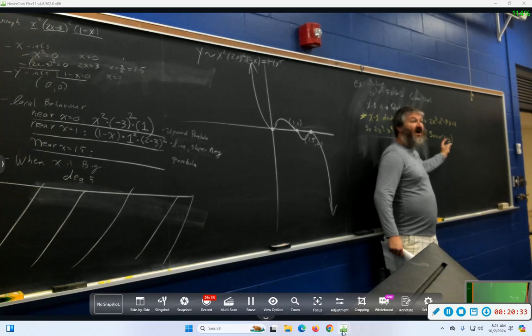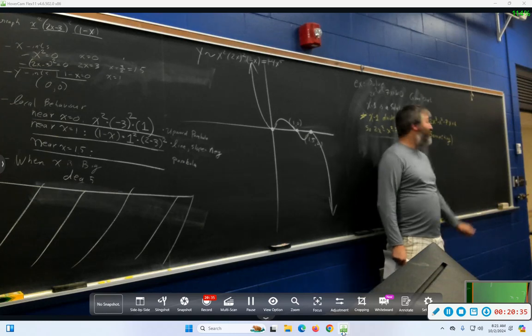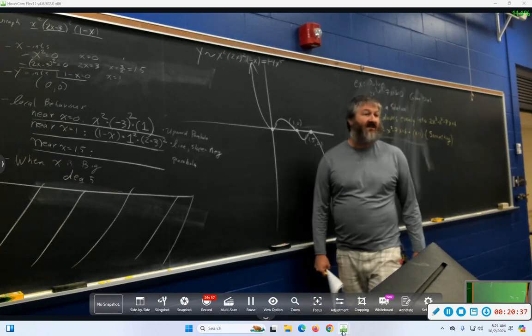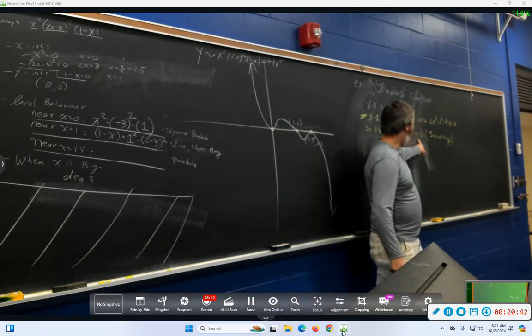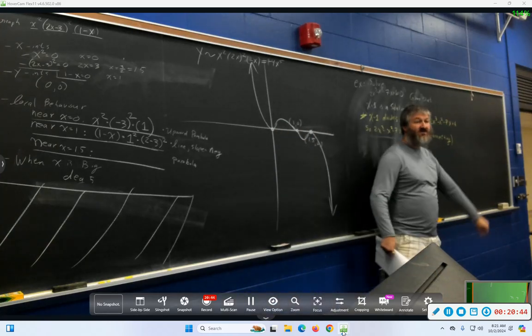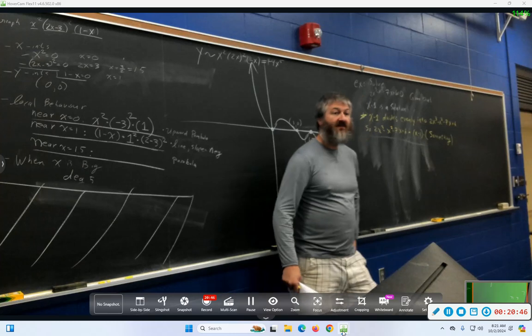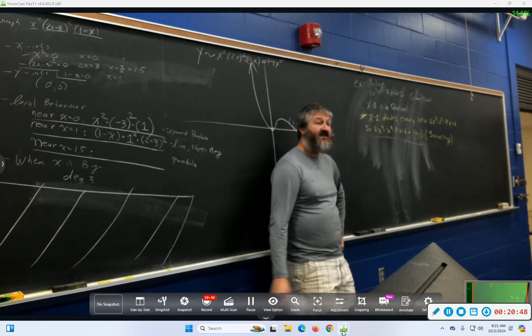Degree 2. I can solve a degree 2 polynomial. So if I can figure out this something, then I can know that x equals 1 is a solution. I can set this equal to 0. I can use the quadratic formula. I'll be done. So the hard part here is just figuring out what that something is.